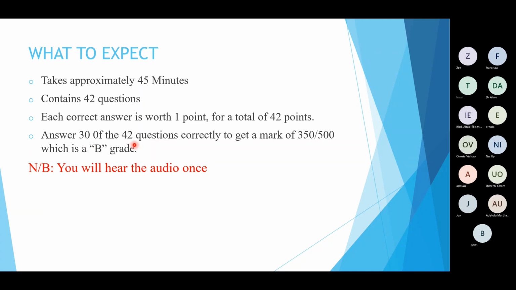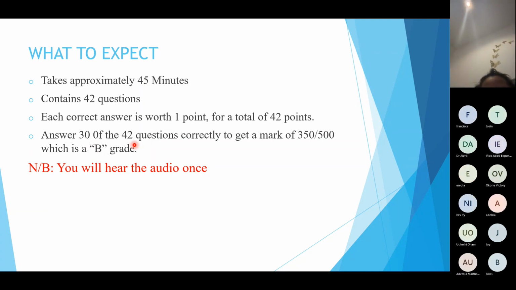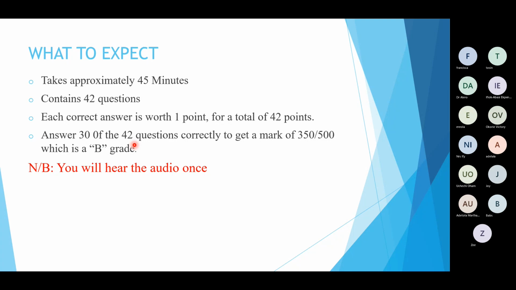I'm going to post the grading again on the Telegram group for us to take a look at it, so you realize how to go about it. I'm going to post it on the Excel OET Telegram group right now. The scoring: if you have 30 over 42, that's 350 over 500, and that's what is needed for you as a doctor. So it's very easy. You can see that you can miss like 12 and you're still passing.